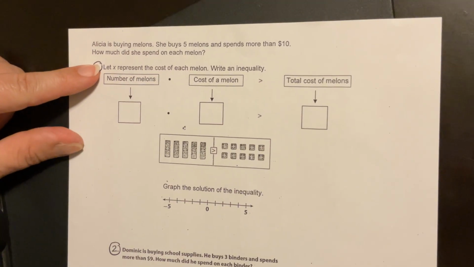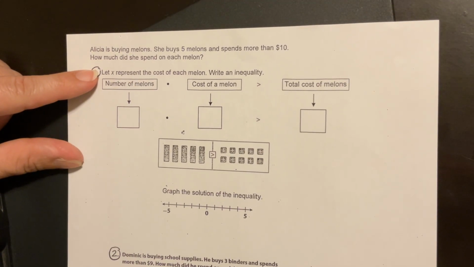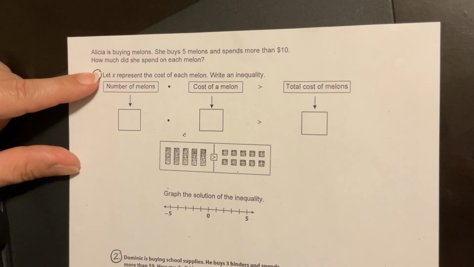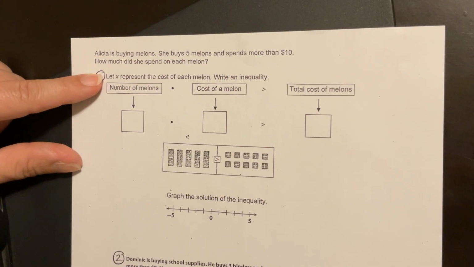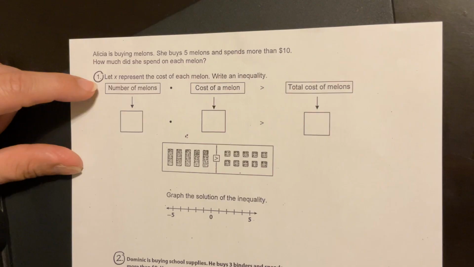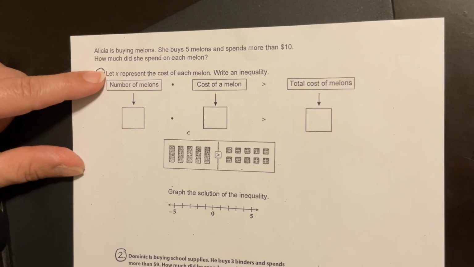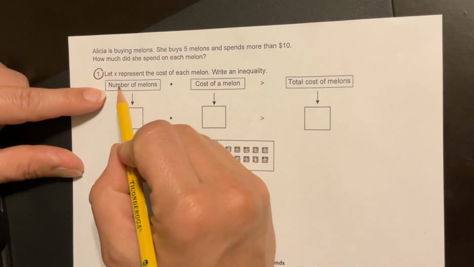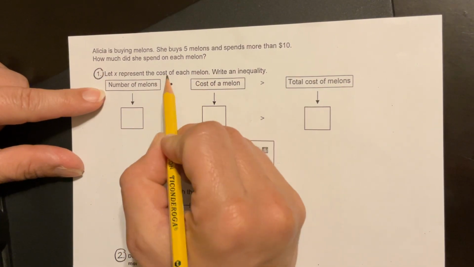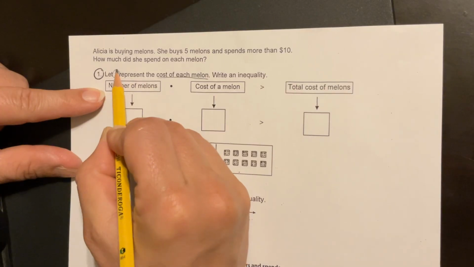Alicia is buying melons. She buys 5 melons and spends more than $10. How much did she spend on each melon? So this one tried to help us out. It says, let X represent the cost of each melon. We have no idea the cost of each. We're going to use X for it.